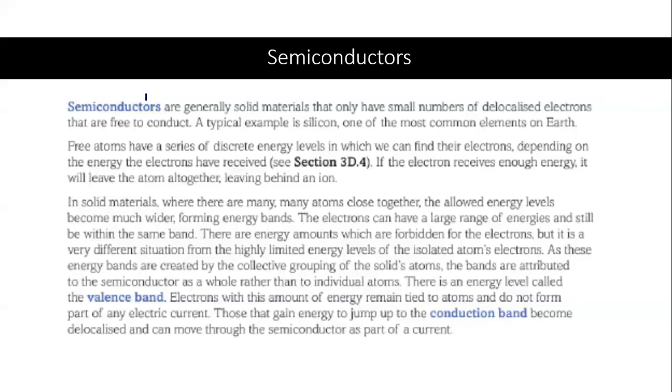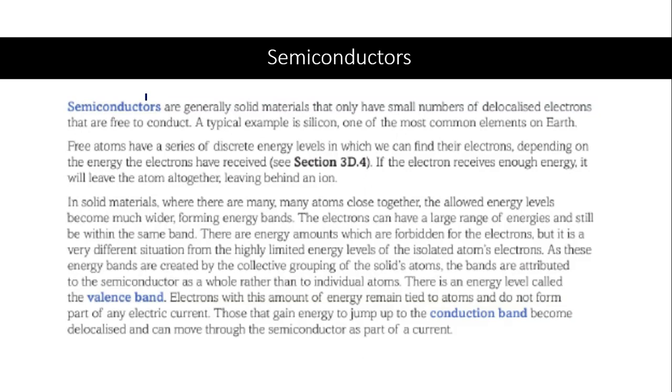So we have two energy bands that you need to know about. We have the valence band and we have the conduction band. Fine. So what is a valence band? The electrons found in the valence band are still tied to the atoms. They're not delocalized. They're not free. They're still attracted towards the nuclei, and since they're not delocalized, they cannot contribute to the electrical current.